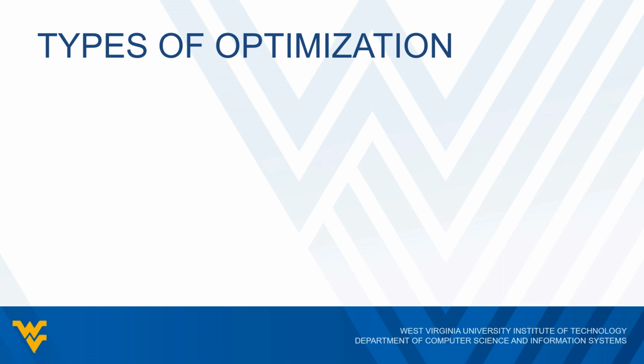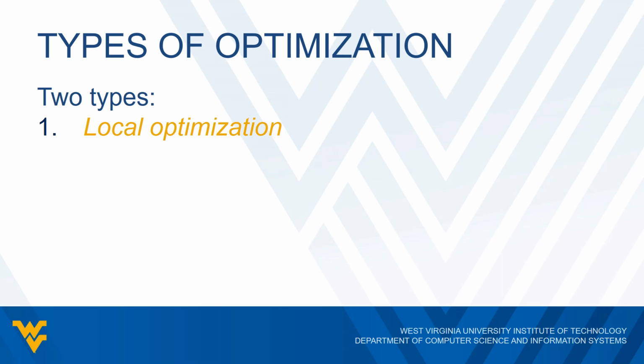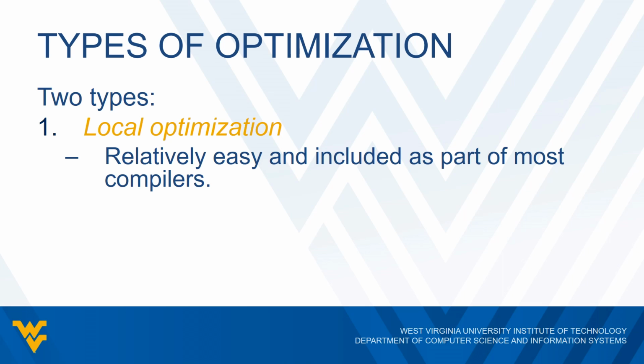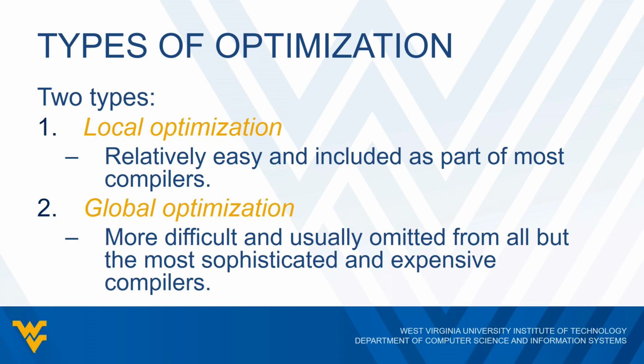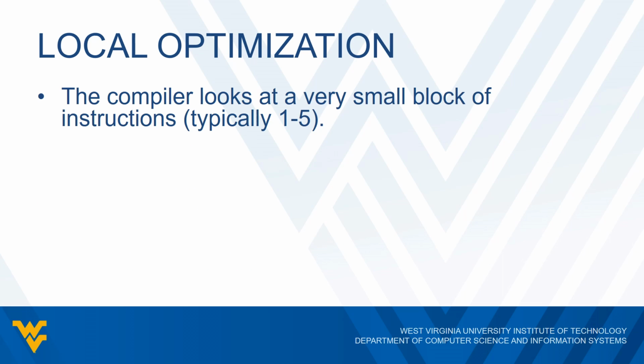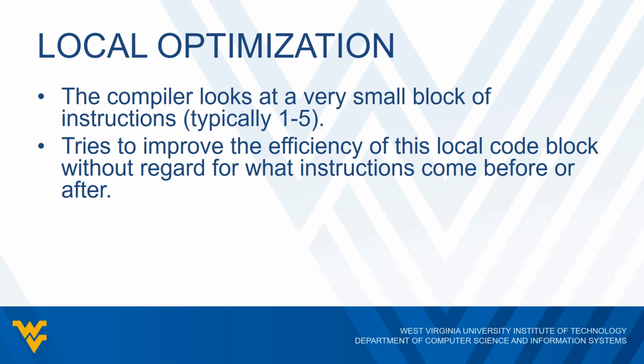There are two types of optimizations. We have what's called local optimization, and this is relatively easy and it's included as part of most compilers. The second type is what's called global optimization, and this is a lot more difficult, and it's usually omitted from all but the most sophisticated and expensive production level optimizing compilers. In local optimization, the compiler looks at a very small block of instructions, usually anywhere from 1 to 5 instructions. It tries to determine how it can improve the efficiency of this local block of code without any regard for what instructions come before or after the block. It's as if the compiler just placed a tiny window over this code, and it's only going to optimize the instructions inside this optimization window.